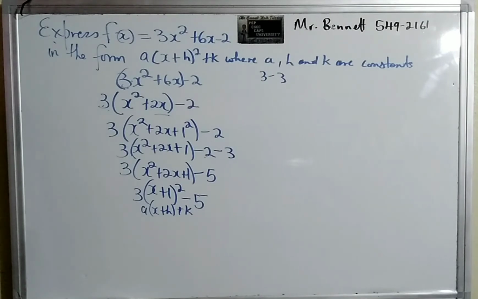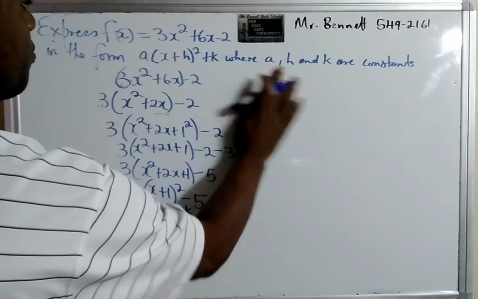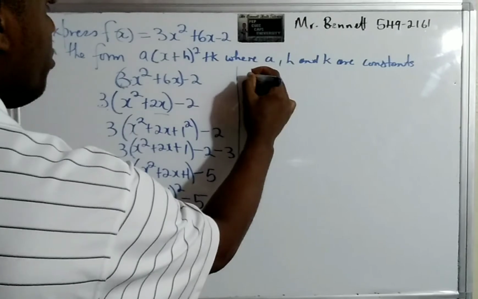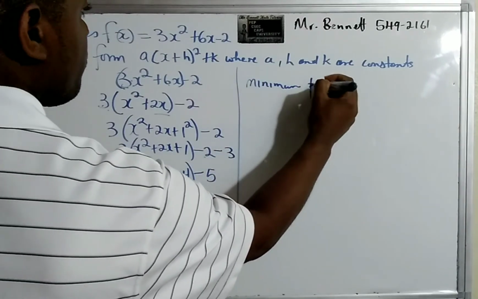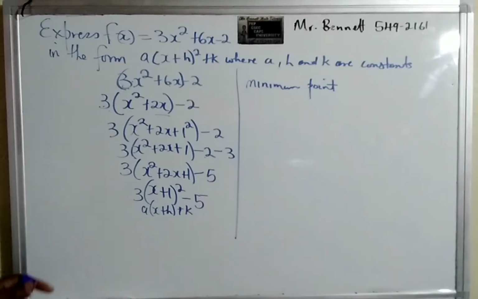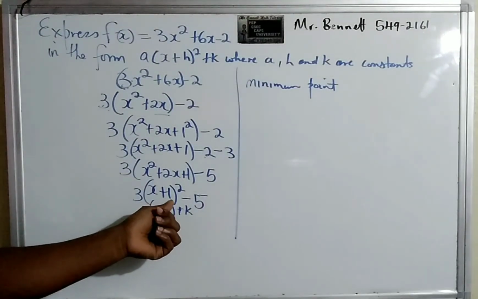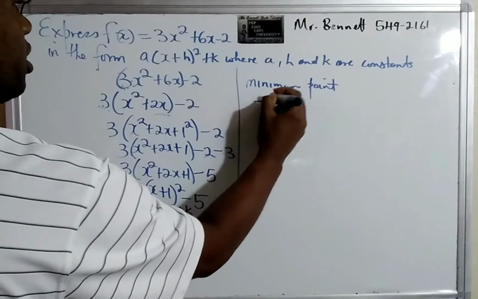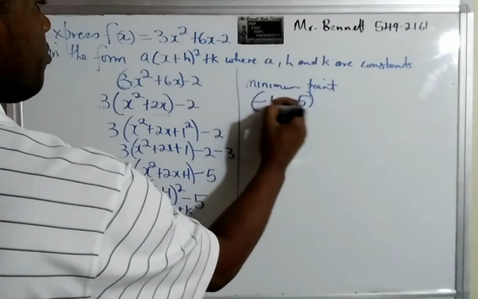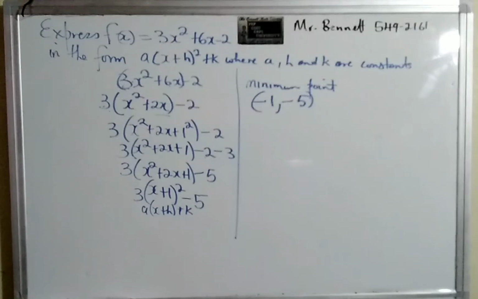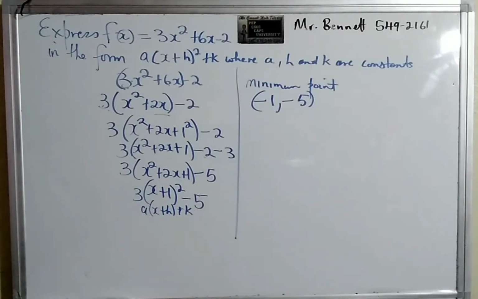But it's not finished there. They say, hence or otherwise, state the minimum turning point. The minimum point is actually the negative of this, which gives us (−1, −5). That is the minimum turning point, and that is worth 1 mark.